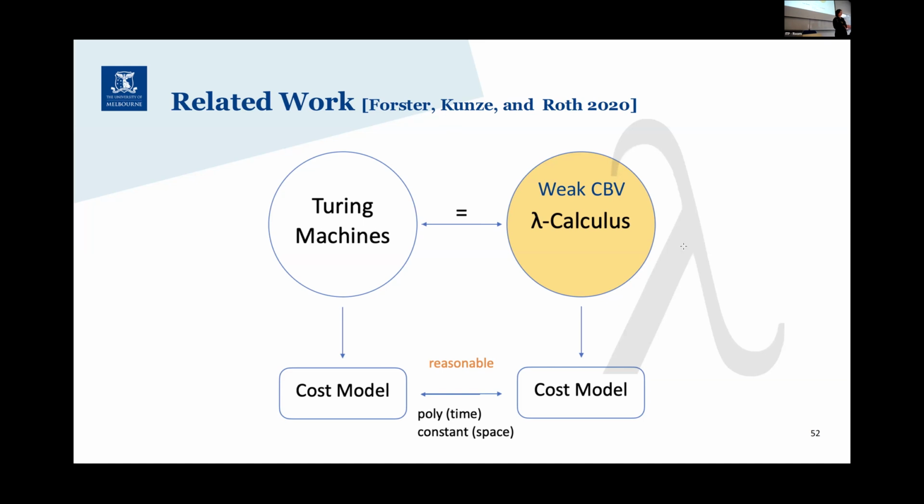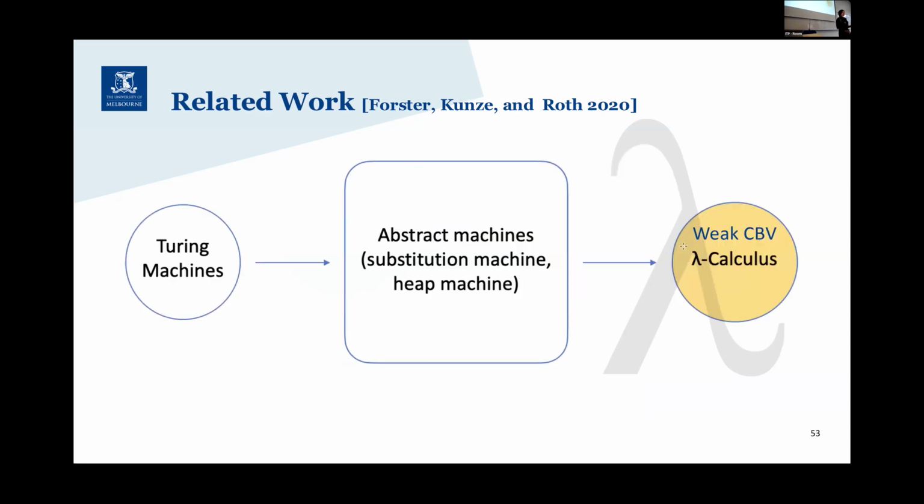There's prior work done for weak call by value lambda calculus by Forster, Kunze, and Roth in 2020, where they showed that the weak call by value lambda calculus is in fact reasonable for both time and space. In their paper, they went from Turing machines via two abstract machines in the middle, including one substitution machine and one heap machine. They were able to show that weak call by value lambda calculus is in fact reasonable.